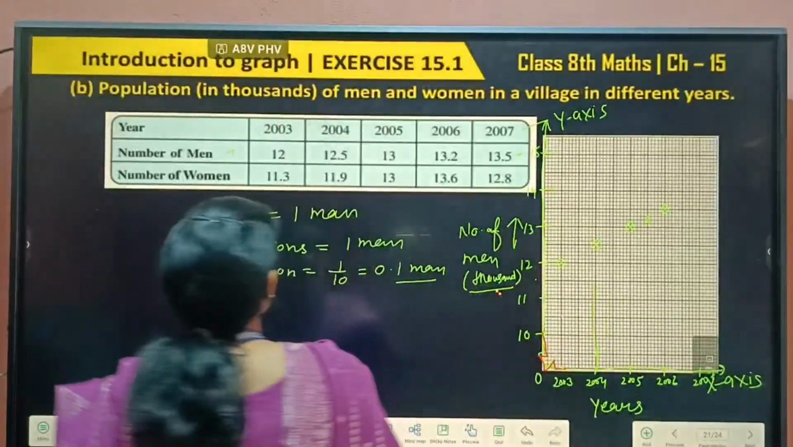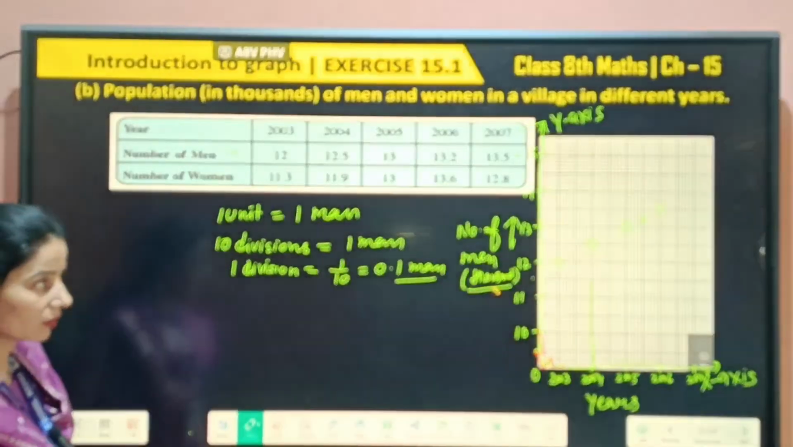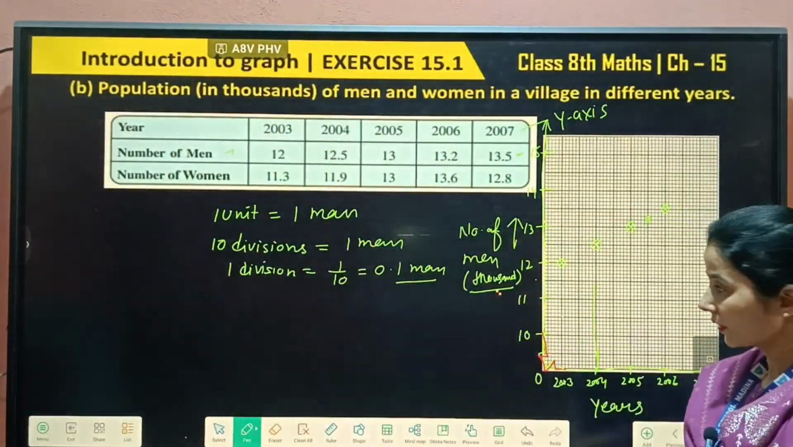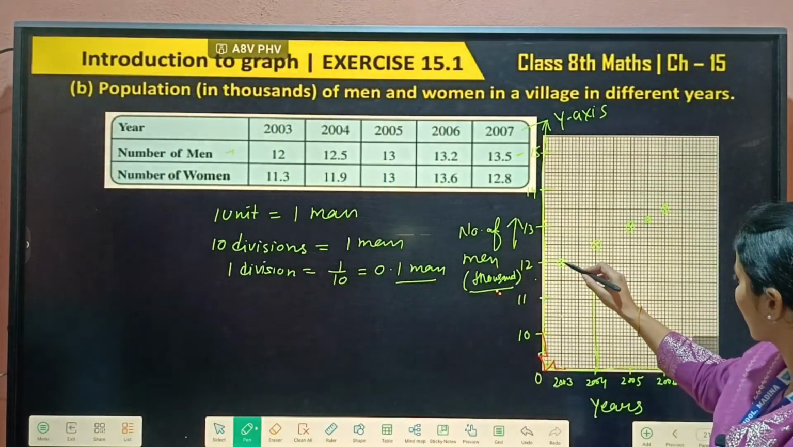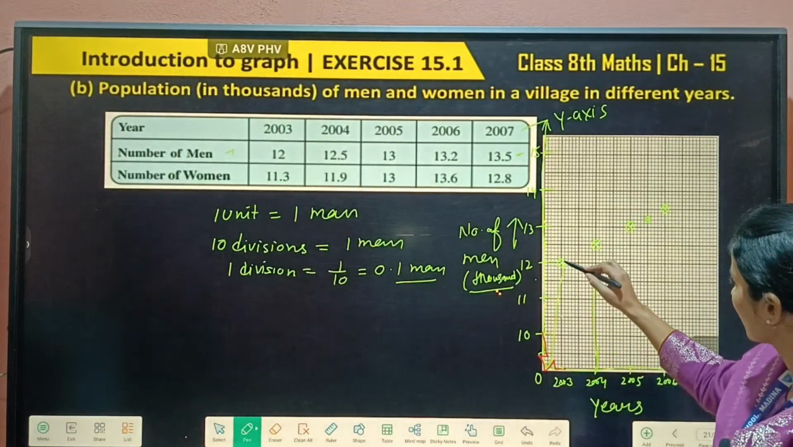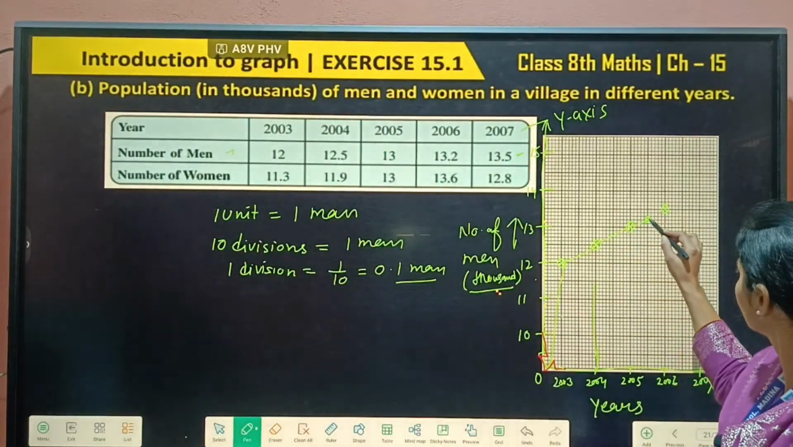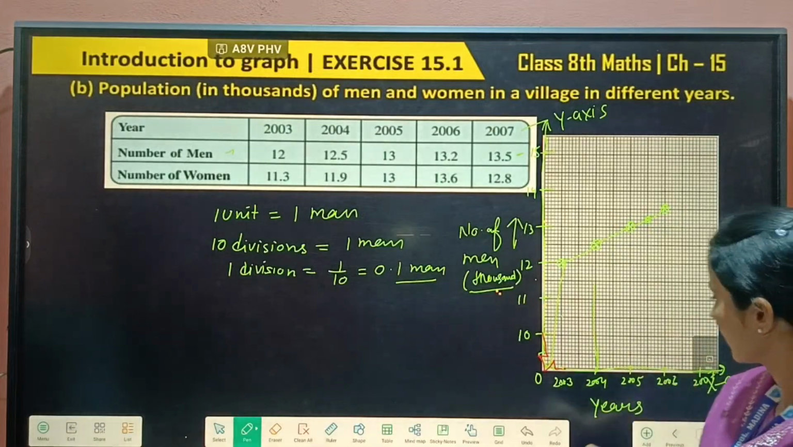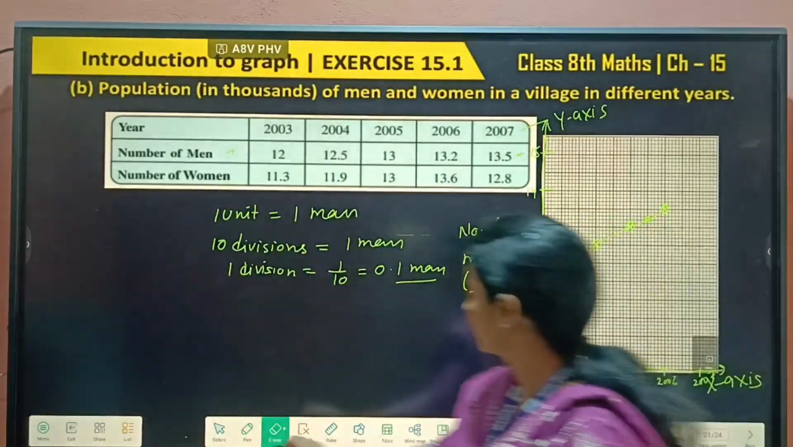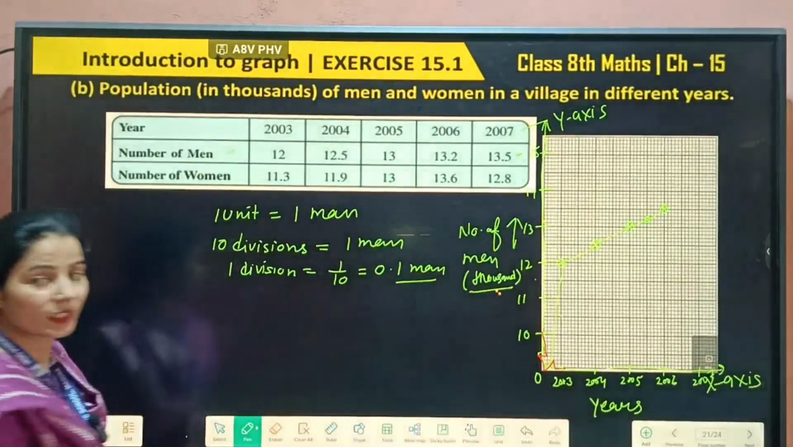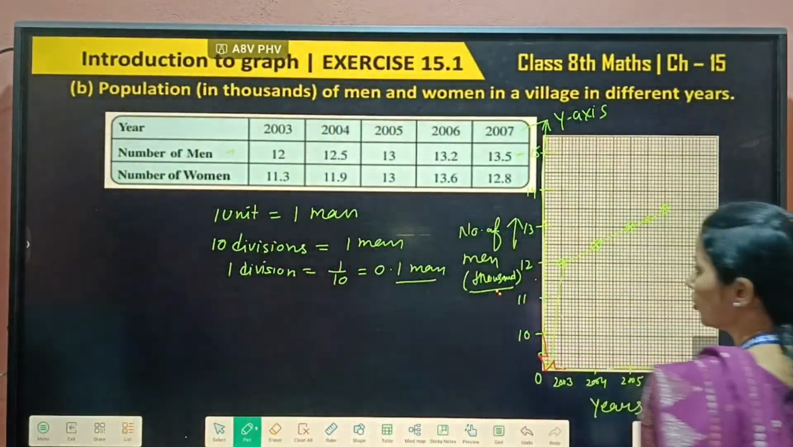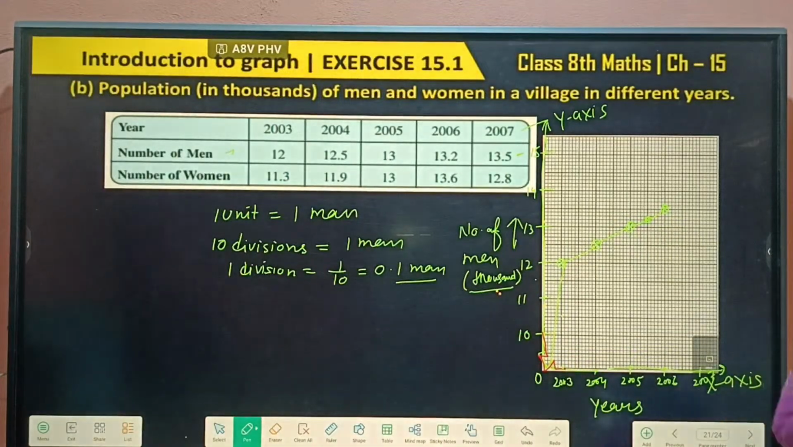So this linear graph is showing information in a distorted form. It will show continuous change over time. So you can see this is the location of these points on your graph. Now join these points with a line. This is your graph for the number of men in different years. Hope you have understood this question.